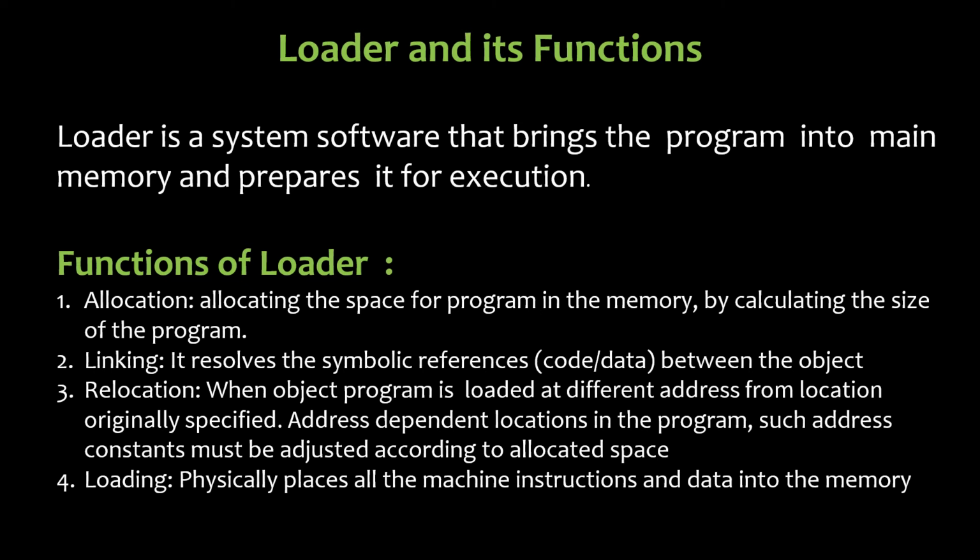Now there are four functions associated with a loader. Which are those four functions? Allocation, linking, relocation and loading. What is the meaning of allocation? Allocation is nothing but calculating the size or length of a program and allocating that much space for that particular program in memory. Whenever an OBJ file is given as input to the loader, it finds out how much memory is going to be required by that program and allocates that much memory to it.